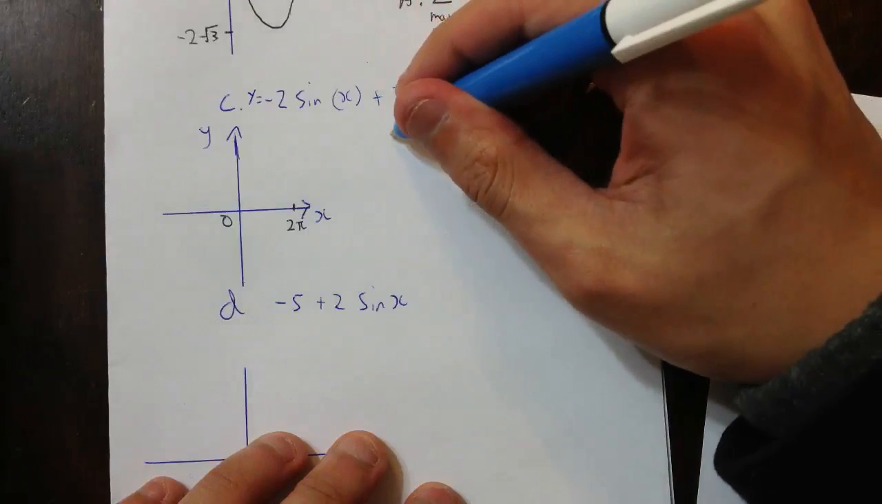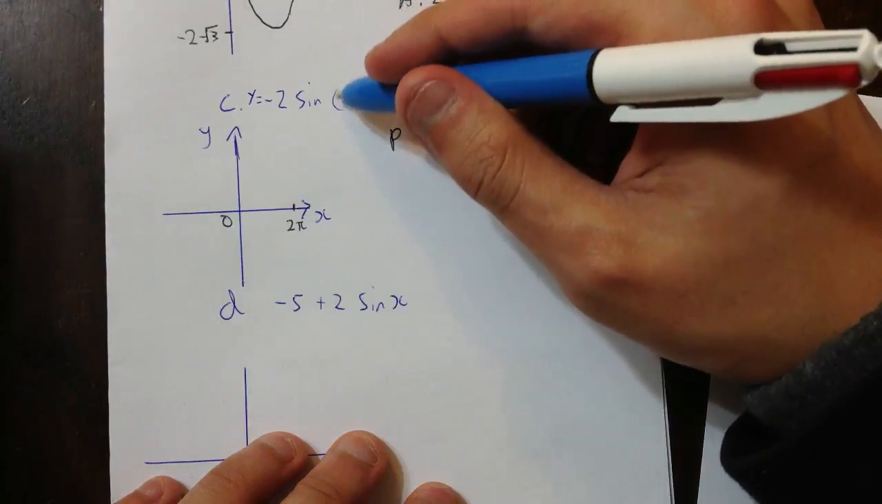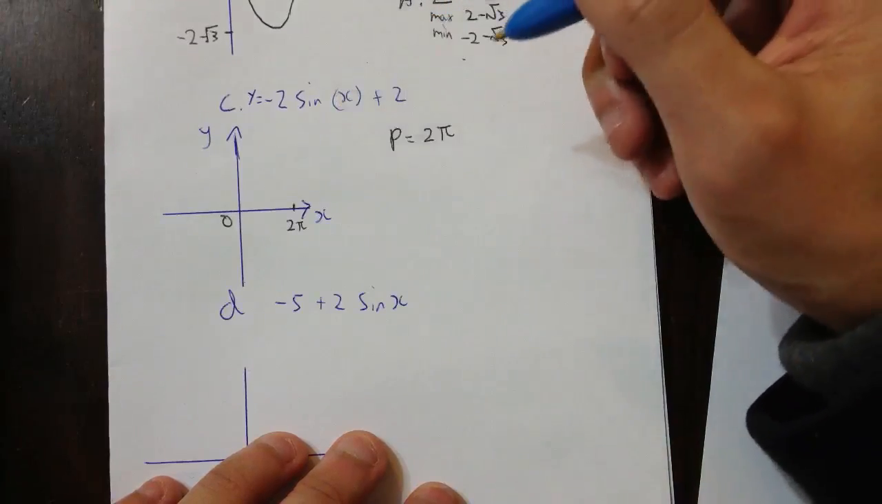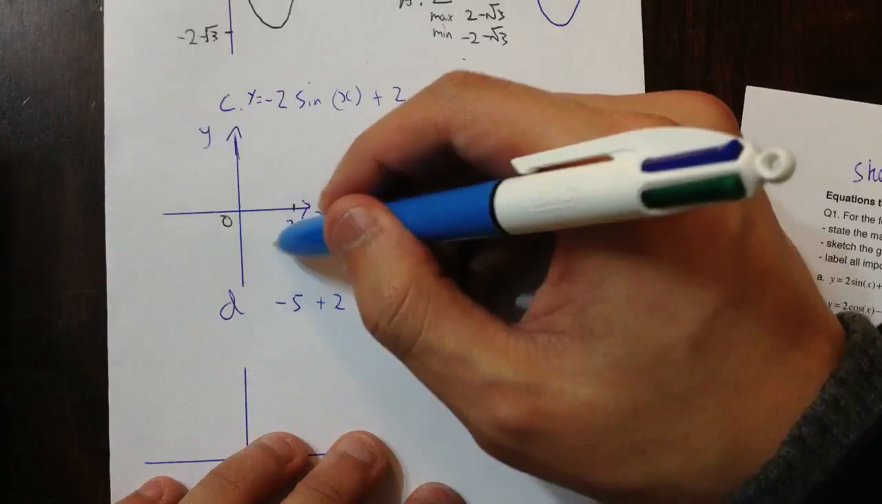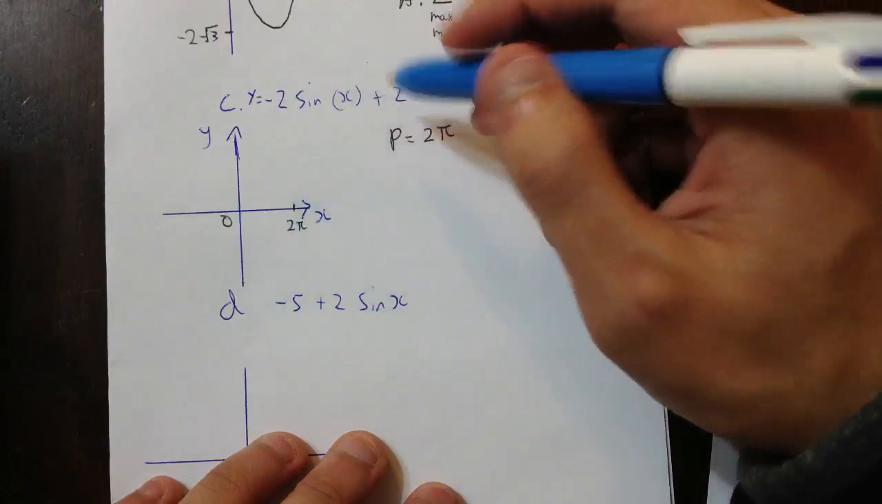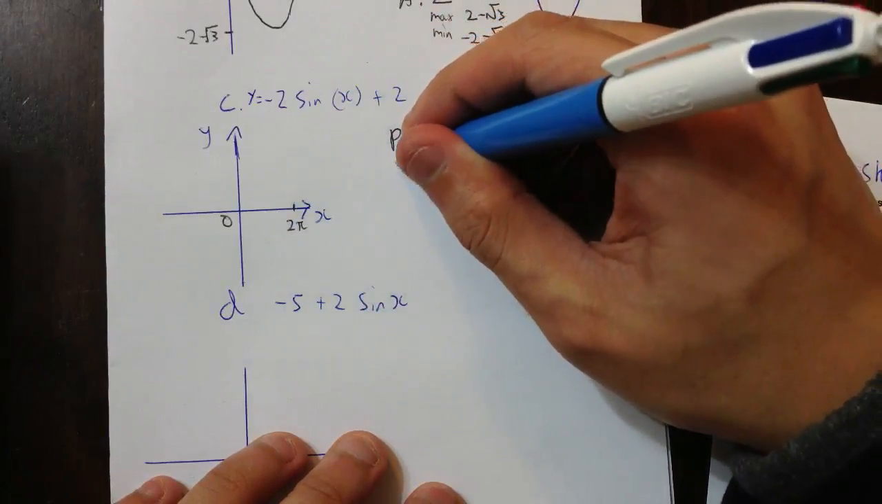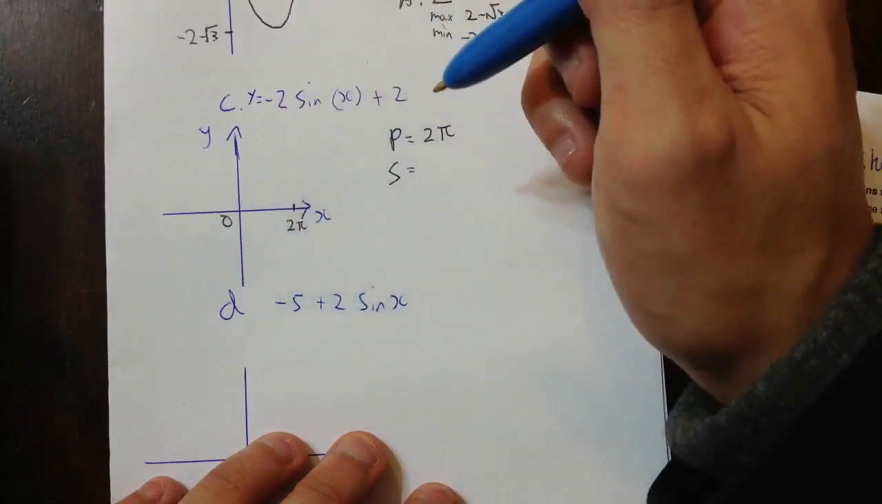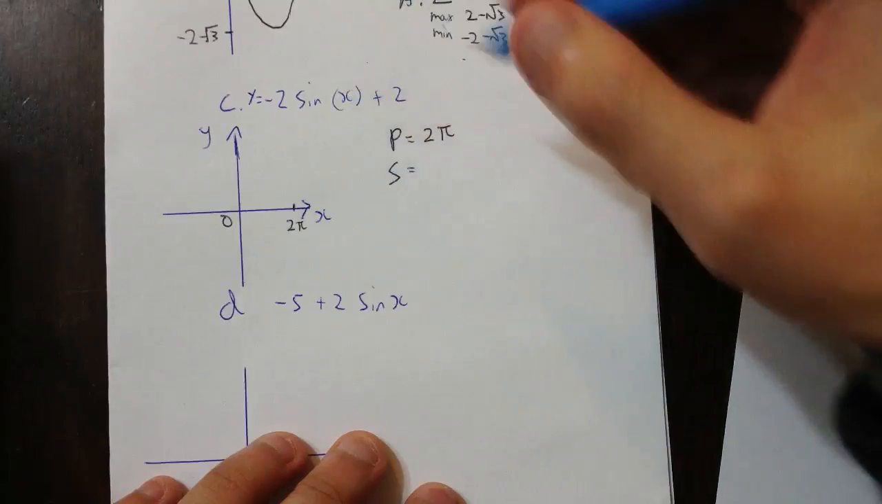So the first thing I want to know is the period. The period is 2 pi divided by the number in front of there. So the period equals 2 pi, because there's a 1 there. Now I know I have a full revolution between 0 to 2 pi. So the next thing I want to do is take the starting point, because I want to know how high or how low I need to go. So we just sub in x equals 0.